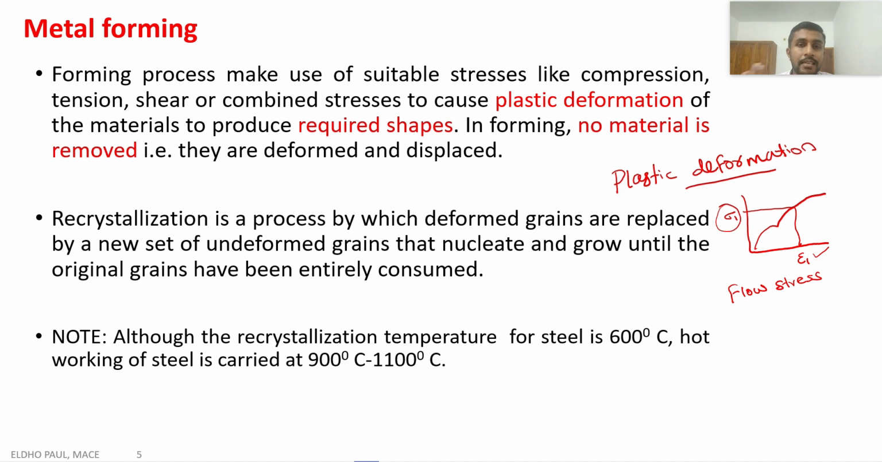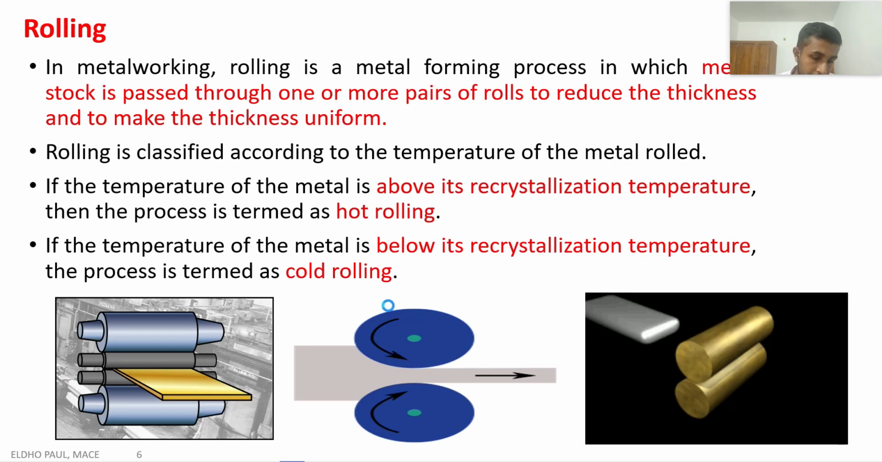For recrystallization, we have to heat above the recrystallization temperature. For steel, it is around 600 degrees Celsius, but we carry out the plastic deformation at 900 up to 1100 degrees Celsius for recrystallization of the steel material. We will study that later. So this is the basic definition of the rolling process.